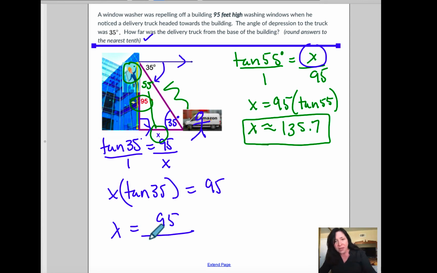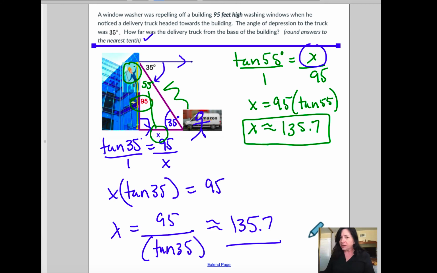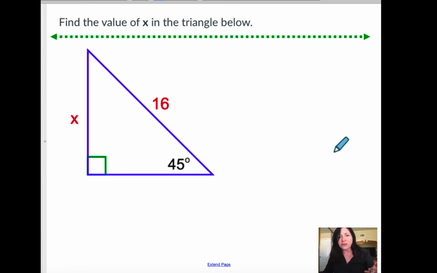Don't break that up. That's a quantity. Tangent of 35. I'm going to get about the same answer. I'm going to just prove that to you. 95 divided by parenthesis tangent of 35, using parentheses, is 135.67. Again, I'm still going to get the same answer. I just am doing it a different way. And maybe this looks better because it's less steps, but you're both ultimately going to get the same answer.